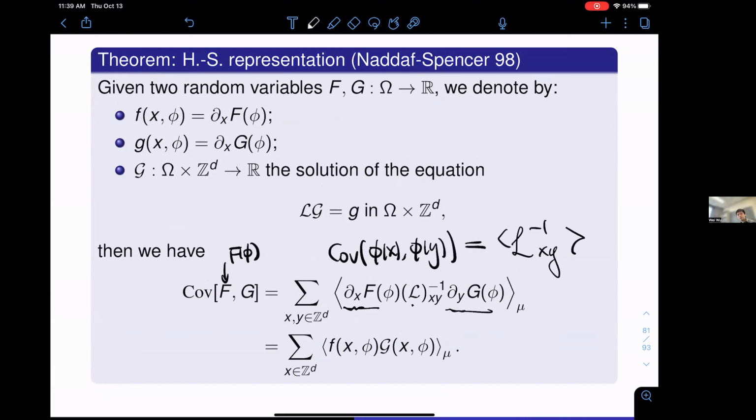This whole Helffer-Sjöstrand analysis of course goes back to a work of Helffer and Sjöstrand. And I think Naddaf and Spencer were the first to introduce these techniques to the study of Gibbs measures. Now, with that, we could imagine that in order to show some log concave measure, potentially very complicated, behaves asymptotically like a free field, it would be very helpful to be able to see that this averaged Green's function gets closer and closer to the free field Green's function on large scales.